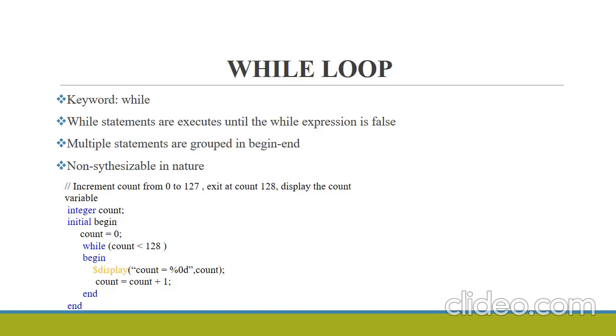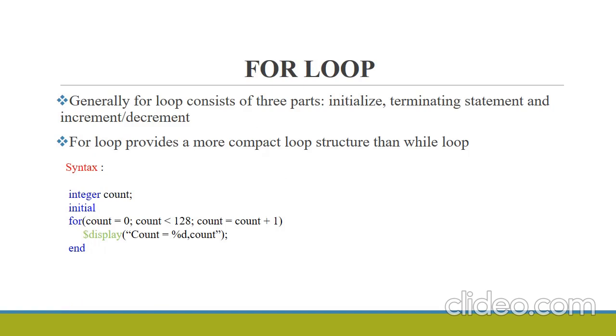Example: we have seen here that the expression is given and the statements follow. For loop. It consists of three parts, where the for loop syntax is the same: initialization, condition, and increment or decrement. The for loop provides a more compact loop structure than the while loop.